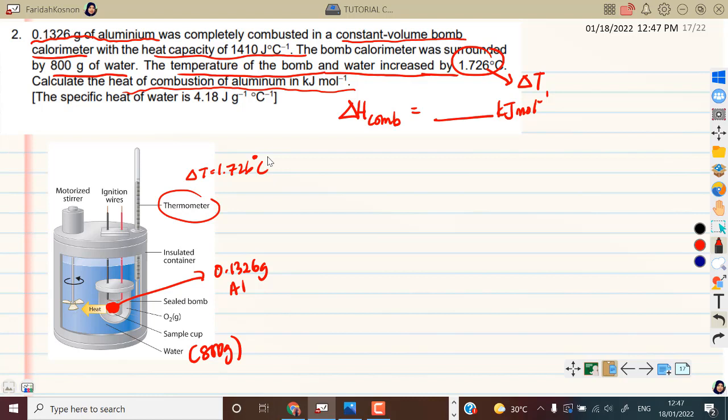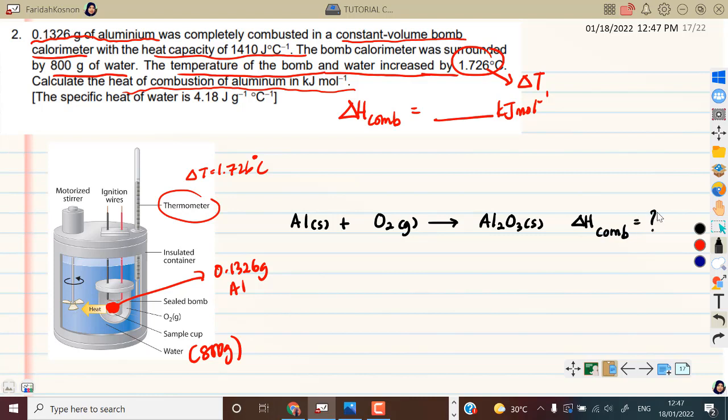Jadi, sekarang ni, kalau saya nak tuliskan dia punya thermochemical equation with unknown delta H, dengan delta H yang saya tak tahu, saya boleh tulis sebenarnya. Saya boleh tulis macam ni. Combustion of 1 mole aluminium in the bomb calorimeter, okay, alright, will produce, apa dia? Will produce aluminium oxide, solid. So, delta H ataupun enthalpy of combustion is unknown.